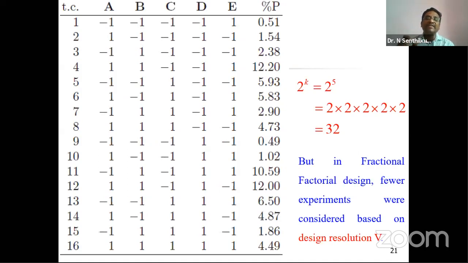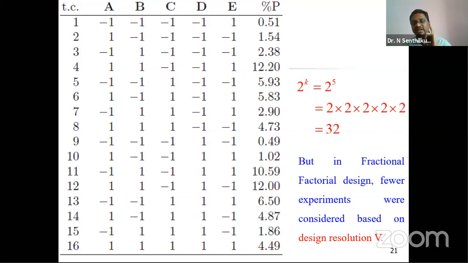So 2 power k is equal to 32 experiments, but in this case we are going with 16 experiments. That is, we are going to consider design resolution 5. So what does design resolution 5 mean? We are going to consider the main effects, the 2 level interaction effects and the 3 level interaction effects, but there will be some aliasing or confounding that exists between the 2 level and the 3 level interactions.